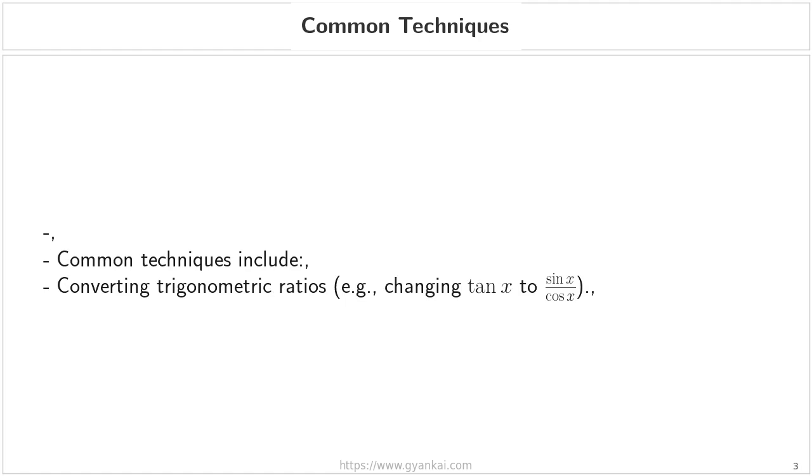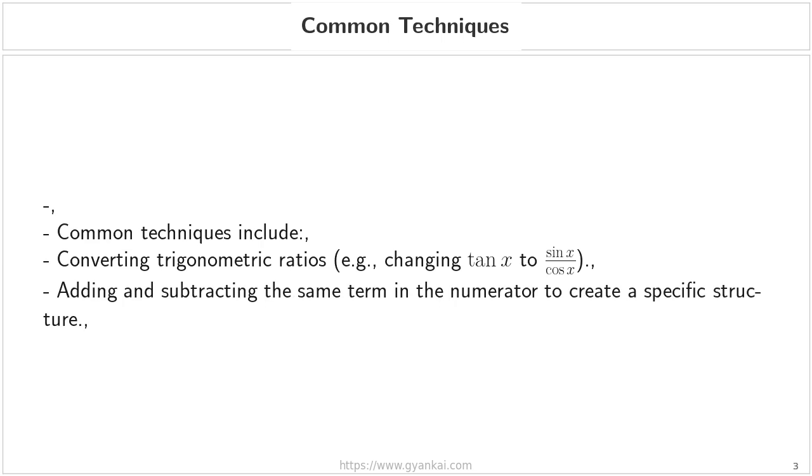The first technique is converting trigonometric ratios. What this means is, if you see a trigonometric function like tangent of x, it can often be helpful to rewrite it in terms of sine and cosine. Remember that tangent of x is equal to sine of x divided by cosine of x. This can sometimes reveal a structure that makes a substitution obvious.